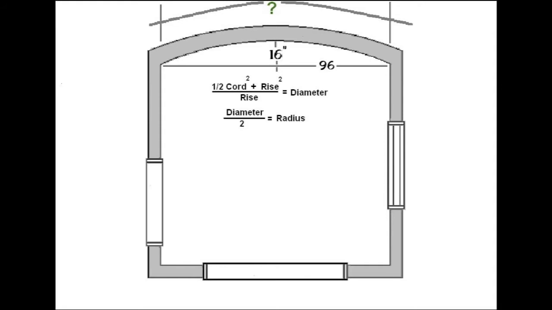For our room, the formula is as follows. 1/2 of our chord, 48, squared is 2,304. Our rise segment, 16 squared, is 256. Our total, 2,560, divided by 16 is 160. Our radius is 80.